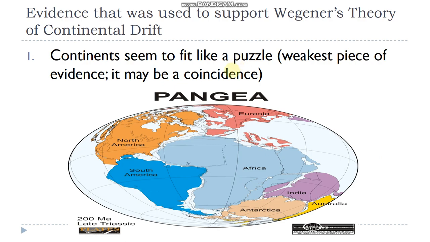So the very first piece of evidence that was used to support Wegener's theory is that the continents seem to fit like a puzzle. This was the weakest piece of evidence. It could have just been a coincidence. But all these continents fit like a puzzle together. And even though this was the weakest piece of evidence, it might have been the most important because it really kind of spearheaded, or was a springboard for, more research. More scientists were like, oh, that's kind of interesting. I wonder if it is a coincidence.